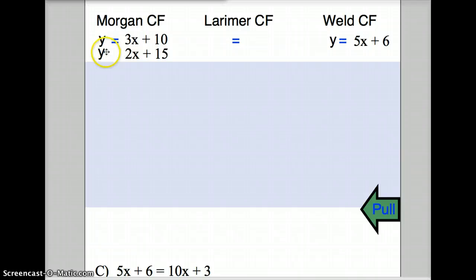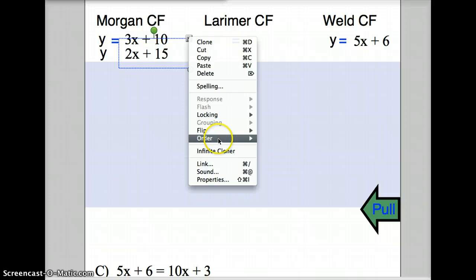Now, here's what you've got to think about. Would you not agree that y is the same as y? They're the same thing. So if 1y equals this and 1y equals that, then doesn't it make sense that these two expressions right here must be equal?